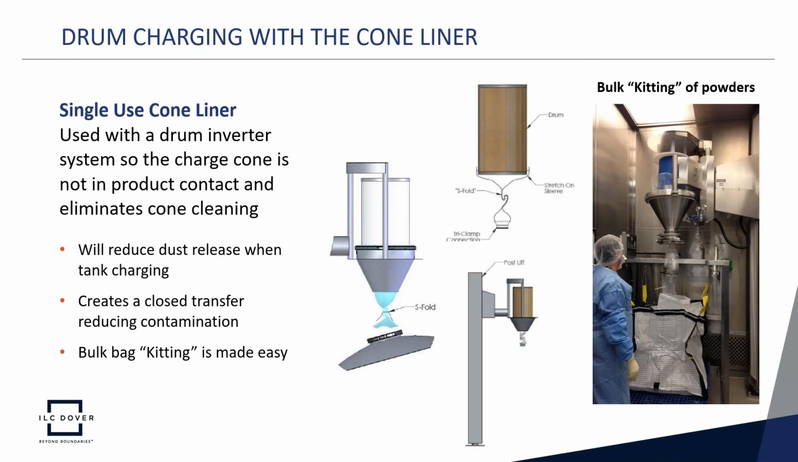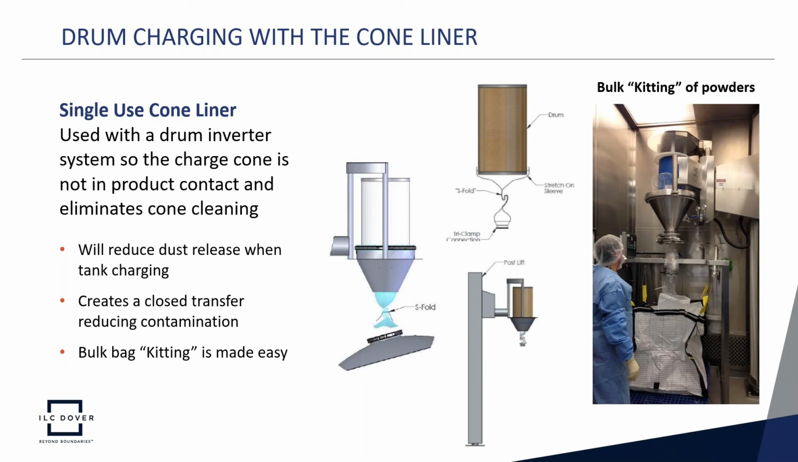We also know that drum charging is still done on somewhat of a regular basis for powders in the biopharmaceutical area. And so the common mechanism that we see is the drum inverter. So we see in the picture on the right that a drum has been loaded onto a cone in a drum lifter and an inverter. The cone and the drum are picked up and inverted over where the charge needs to be. Now here we're showing a kitting operation where multiple drums are being charged into a large 3D powder transfer bag, another range of the ILC Dover company called the Dover pack.